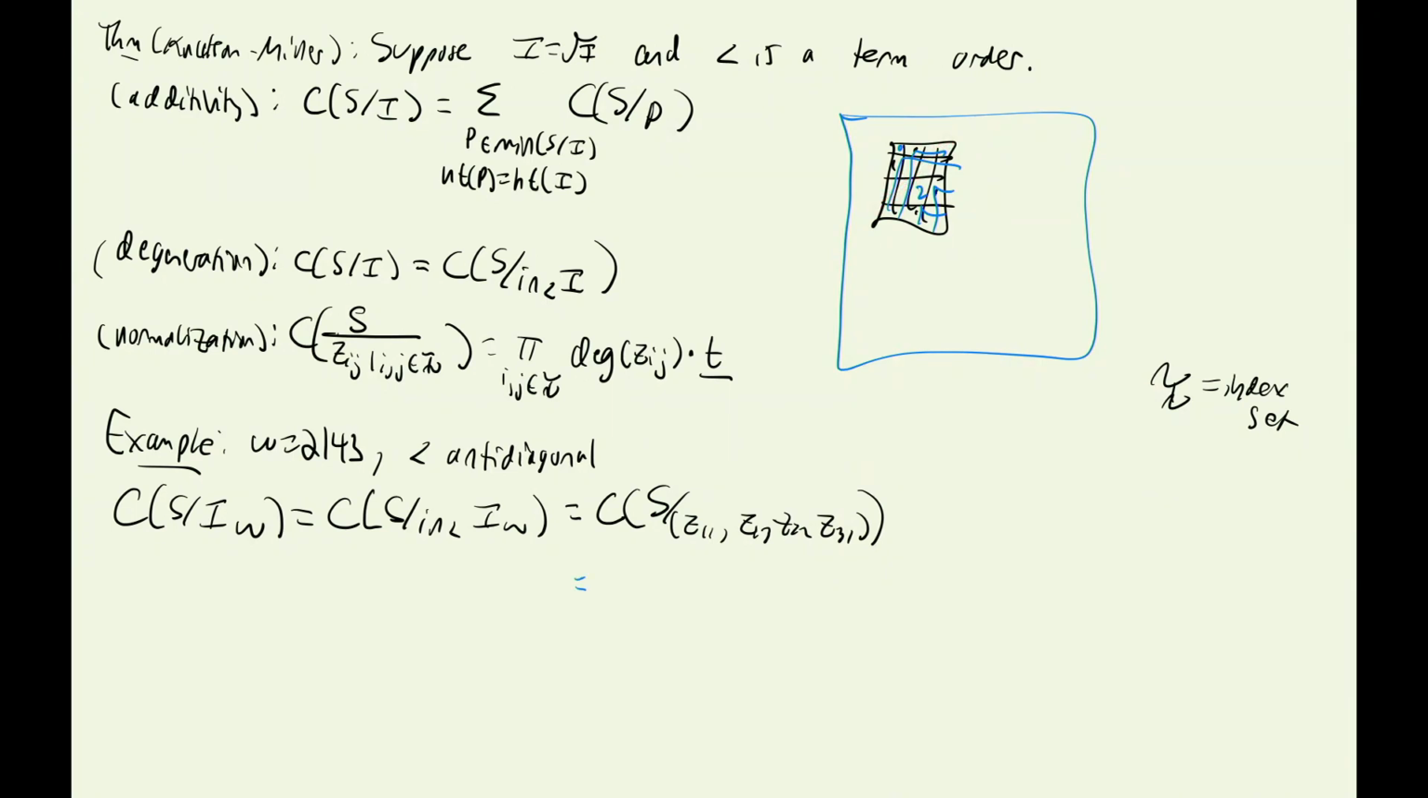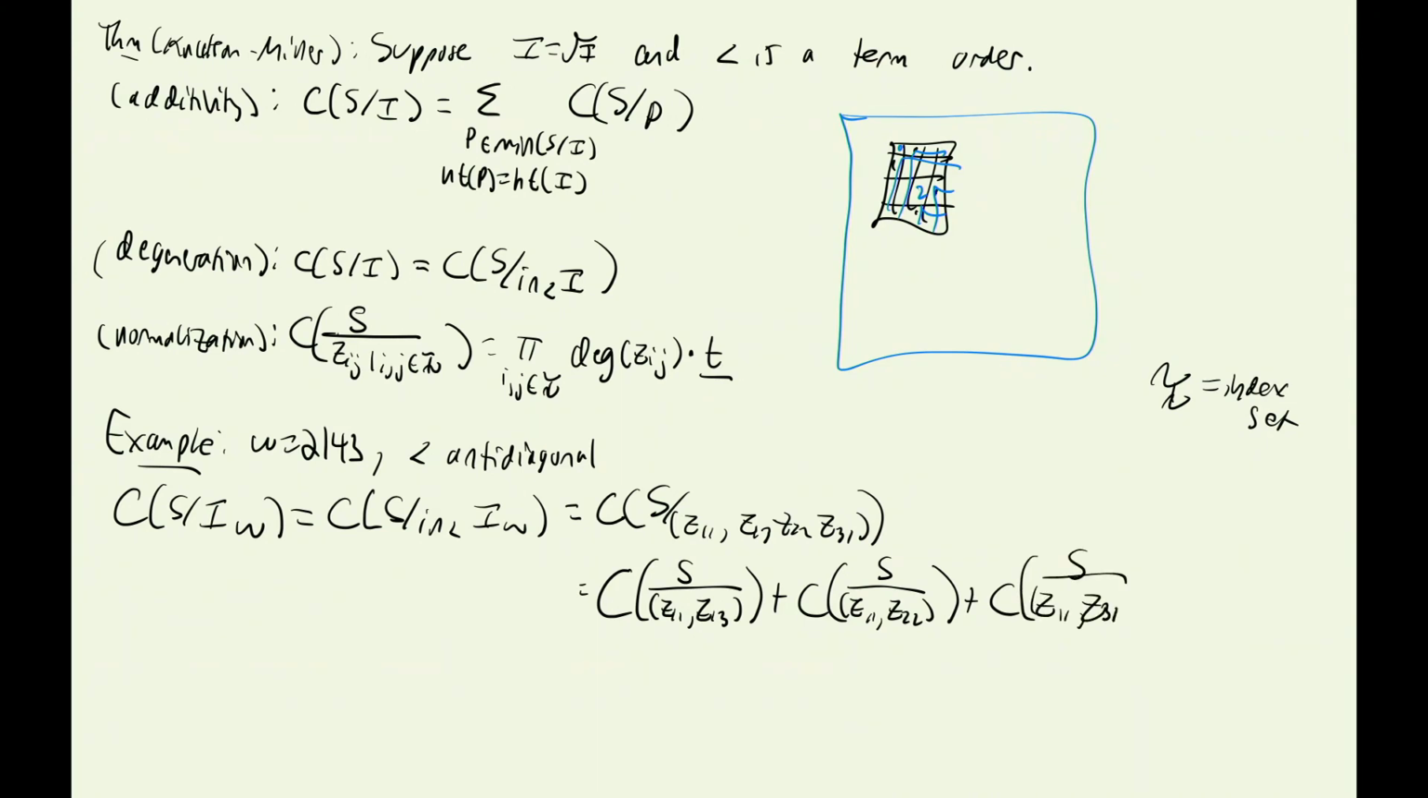So now I'm taking the sum over Z11, Z13, plus the multi-degree of Z22, plus the multi-degree of S mod Z11, Z31. And these, I'm going to write this down for the n to the 2n grading.